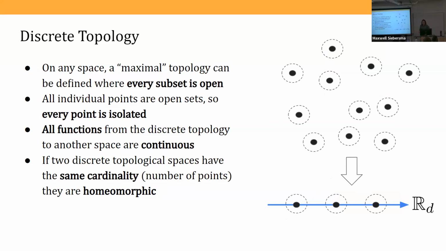Also, because everything's open, all functions from discrete topologies are continuous. If two spaces are the same cardinality, so the same number of points, because these functions are continuous, if we give them both discrete topologies, they're going to be homeomorphic. So if I took the real line with a discrete topology, there's no real way to talk about any points as being close to each other. The real numbers are kind of just labels. So I have the freedom to rearrange those isolated points how I wish, and that's a homeomorphism.